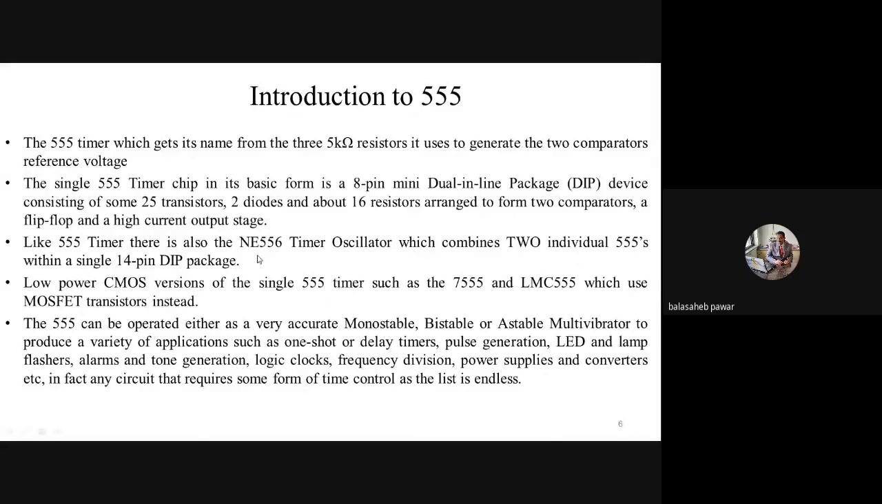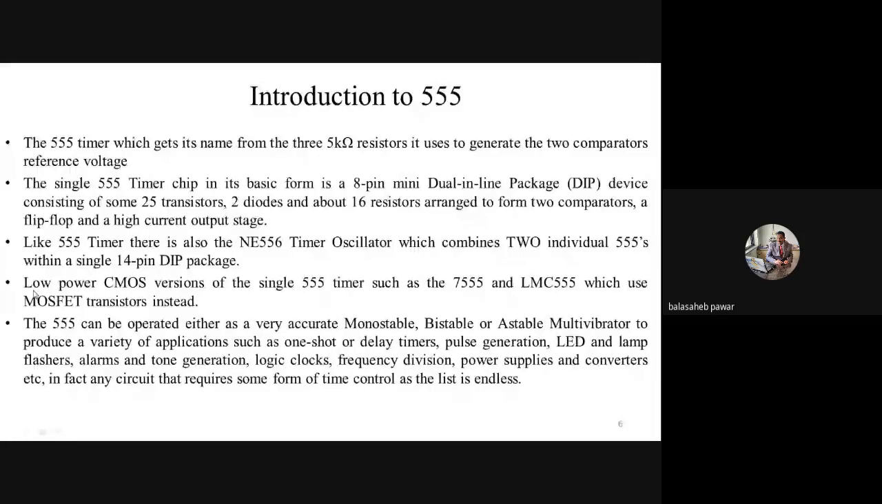NE556 is a combination of two Intel IC555s, so it is a 14-pin dual inline package. These ICs, like IC555, may be available in CMOS, and that's why it is mentioned as low power.